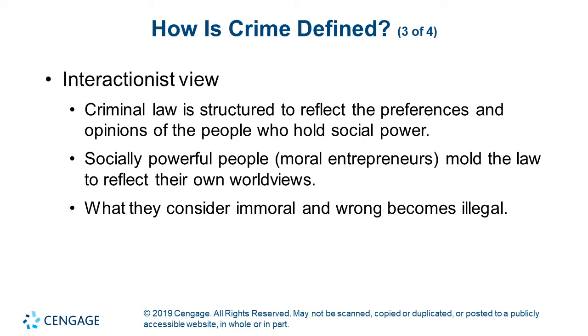The interactionist view. This is where the view is that crime reflects the preferences and opinions of people who hold social power in a particular industry, for example, the automotive industry or the pharmaceutical industry. They use their influence to shape the legal process. This also works in the entertainment industry to shape laws their way.